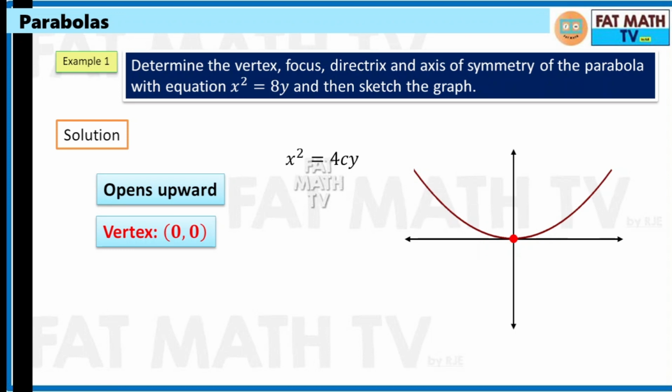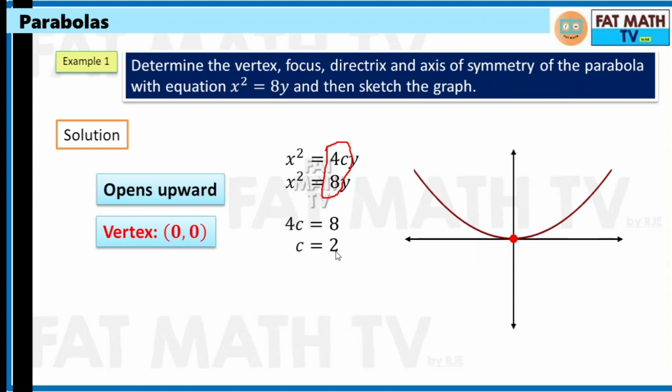Then x squared equals 4cy is the standard equation. So this 4c is equal to 8. x squared equals 4cy, but x squared is 8y, so this 8 is the 4c. If 4c is equal to 8, divide both sides by 4, and you will get c equals 2.